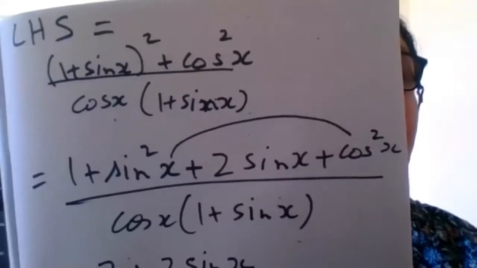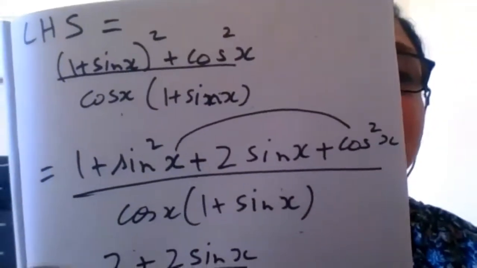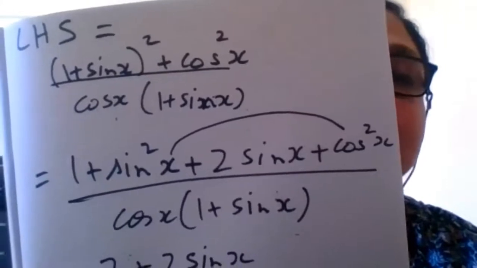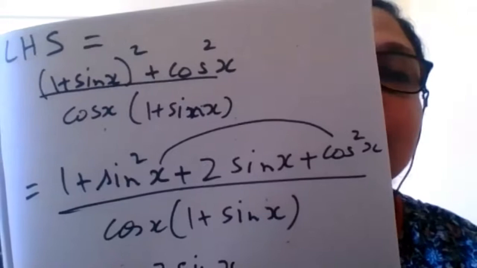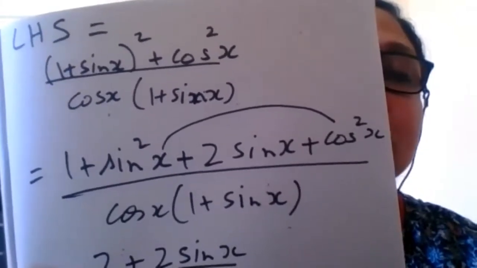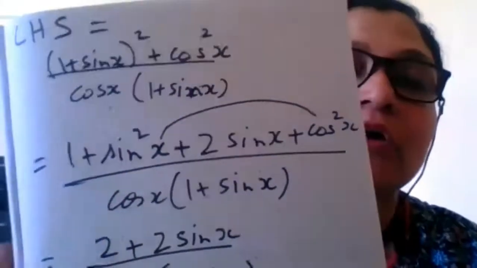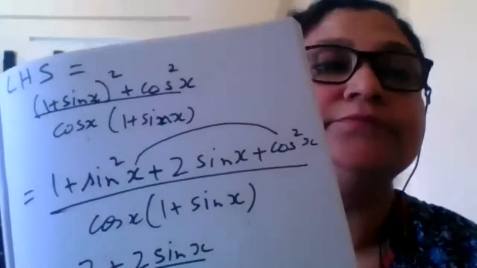Written LHS is equal to, now taking the LCM as cos x multiplied by 1 plus sin x. So what do we get in the numerator? 1 plus sin x whole squared plus cos squared x. So now 1 plus sin x whole squared is nothing but a plus b whole squared. So that's what?